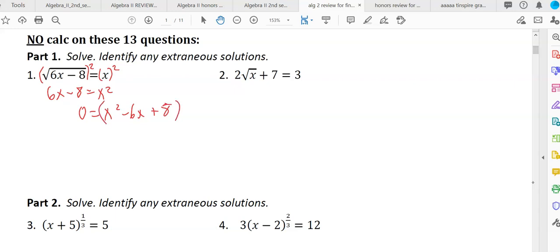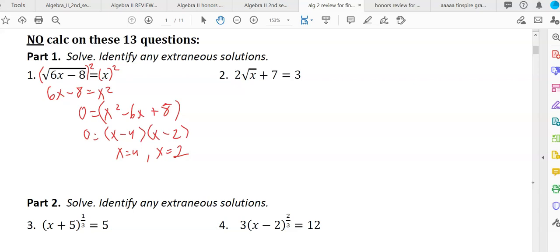That's a quadratic. That's why we did that. So we're going to try to factor that. I think 4 and 2 might work, and they both would have to be negative. So this gives us x equals 4 and x equals 2. And the good thing to do there is just to check them. Sometimes you get extraneous solutions. Let's just kind of see.